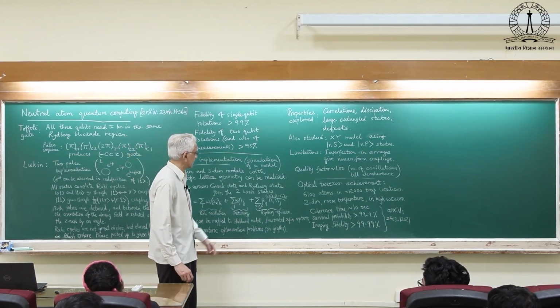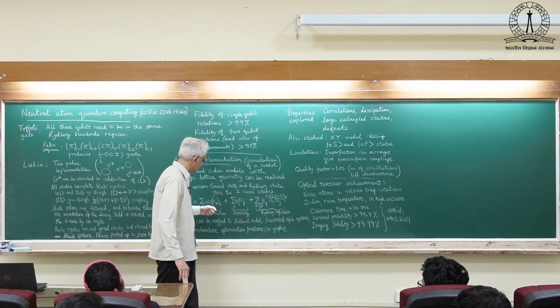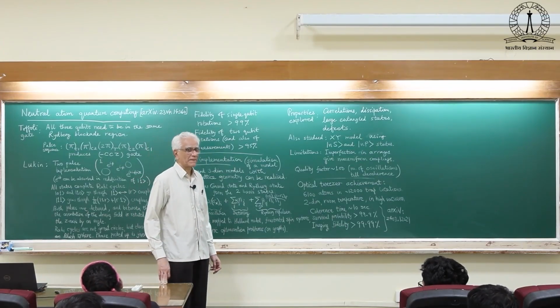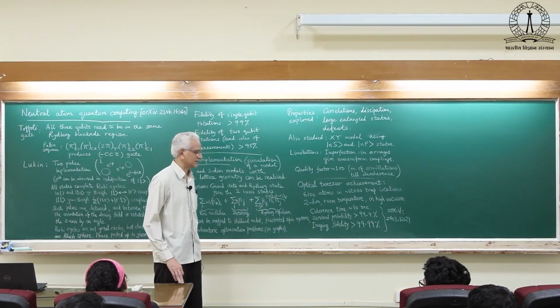And it's a quantum model because in some places there is a sigma Z, but in some other places there is a sigma X as well. If everything was sigma Z, it would become a classical model.